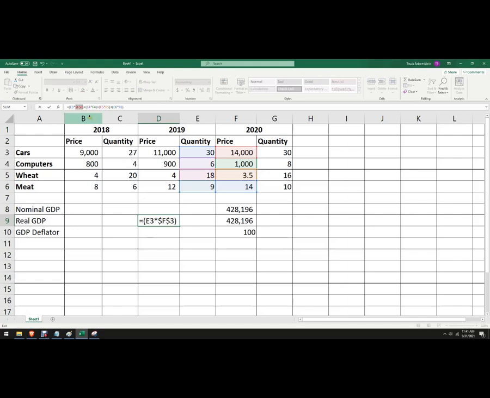And then what I can do for my F column, because I want those to stay constant, I'm going to hit the F4 key on my keyboard. But if you don't have that key or you're on a Mac or something, you can just put dollar signs in there. That's going to lock those cells in as those prices.